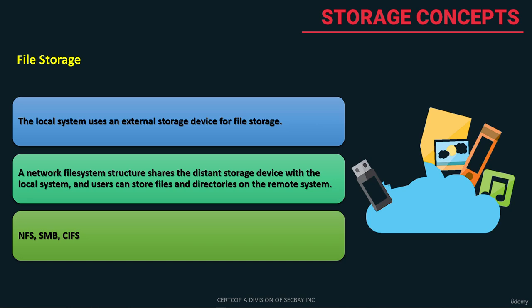The local system uses an external storage device for file storage. Network file shares share the distant storage device to the local system, and now users can store files and directories on a remote system using NFS, SMB, or Common Internet File System.